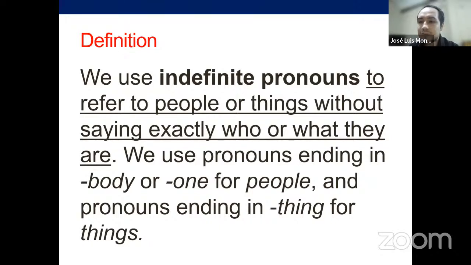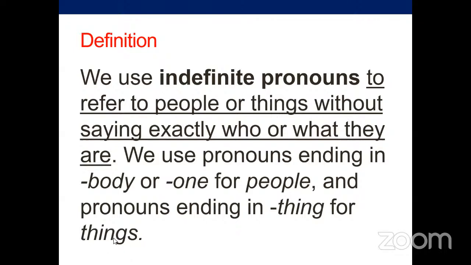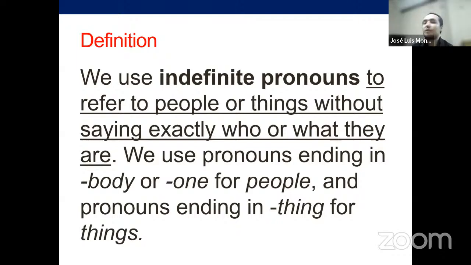You also read the definition, but we're going to do it one more time, and I'm going to do it with you, please, Larissa. Let's read the definition, please. We use indefinite pronouns to refer to people or things without saying exactly who or what they are. We use pronouns ending in body or one for people and pronouns ending in thing for things. Thank you very much, Larissa. So, right, body and one, people, thing for obviously things, right?